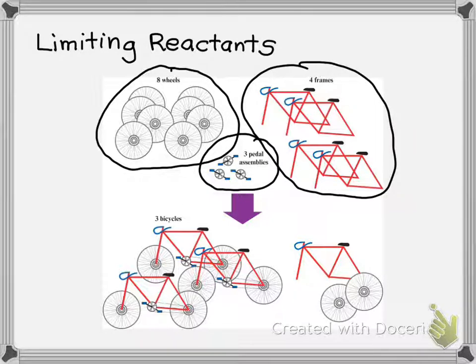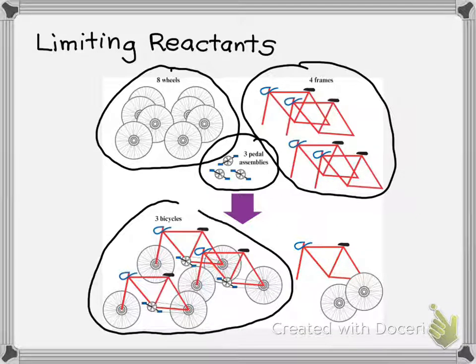And so what you can put together with what you have are 3 bicycles. So you have 3 complete bicycles. And then left over, you still have 2 wheels and a frame. And so the thing is, why do we have these things left over? And what limited or stopped us from making more bicycles?